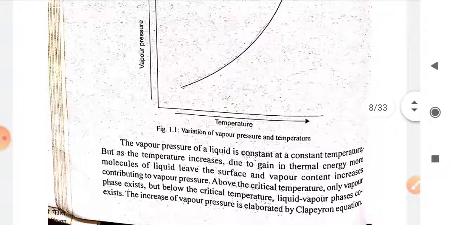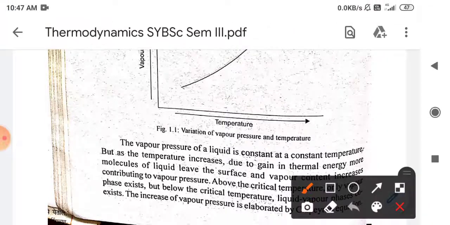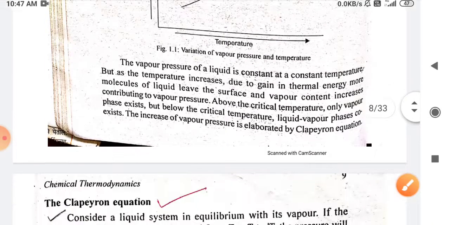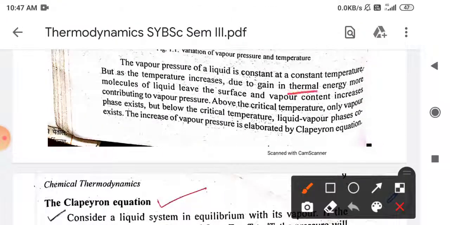So the vapor pressure of a liquid at constant temperature is fixed, but as the temperature increases due to the gain in thermal energy, more molecules are converted into the vapor phase from the liquid, and they contribute more to the vapor pressure. Above the critical temperature only the vapor phase exists, and below the critical temperature the liquid and vapor phases coexist at equilibrium.